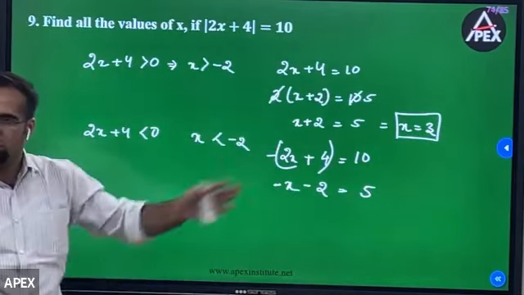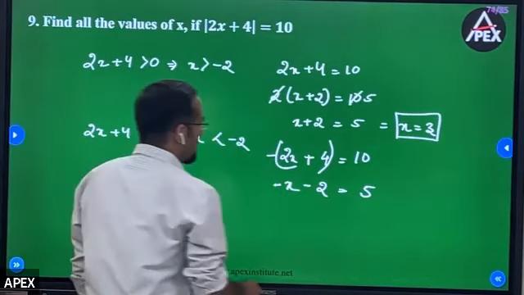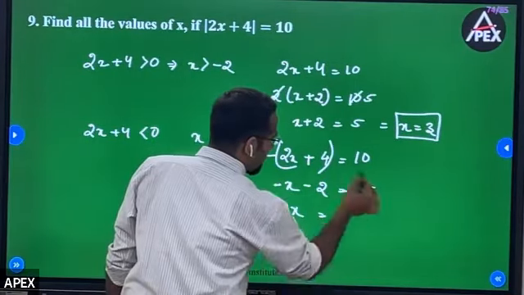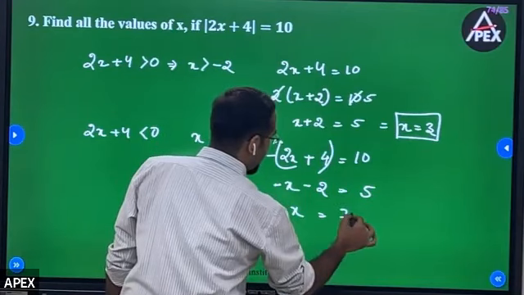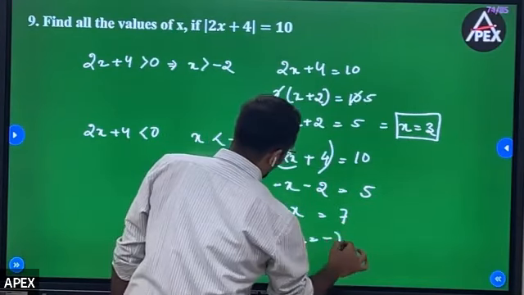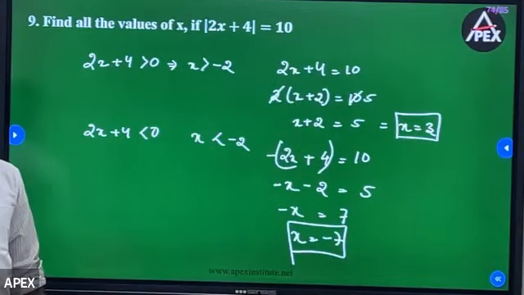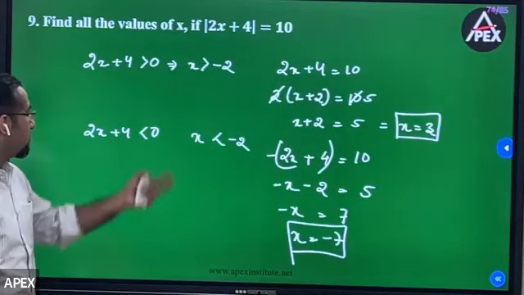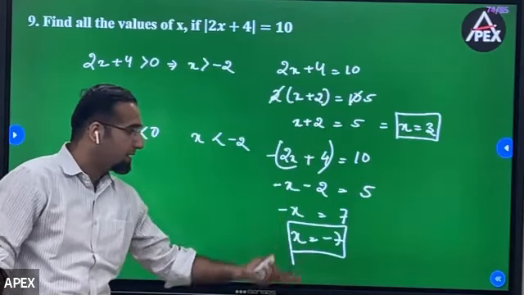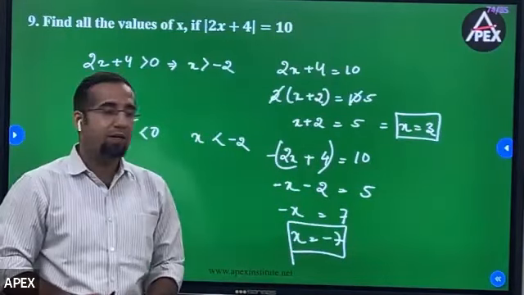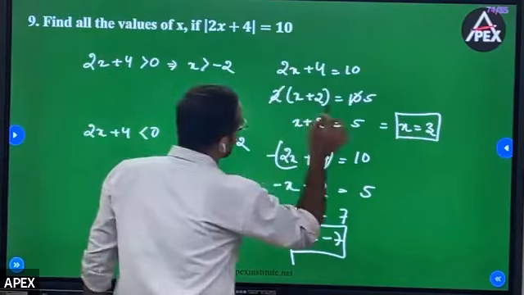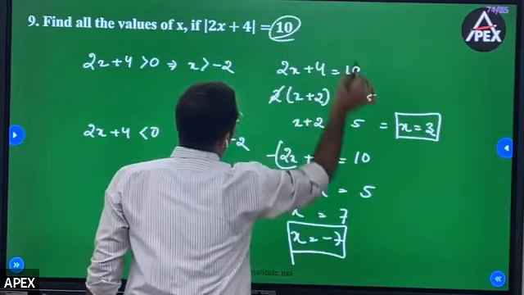Cancel 2. Okay. So what do you have? You have minus x is equal to 7, or x is equal to minus 7. Clear? So I have x less than minus 2, and I'm getting the value of x as minus 7. Right? Observe this point, guys. Suddenly, what is happening? This 10 got converted to 5.